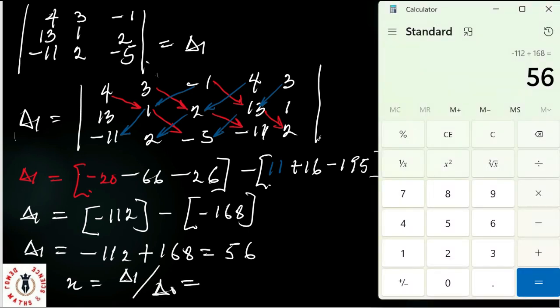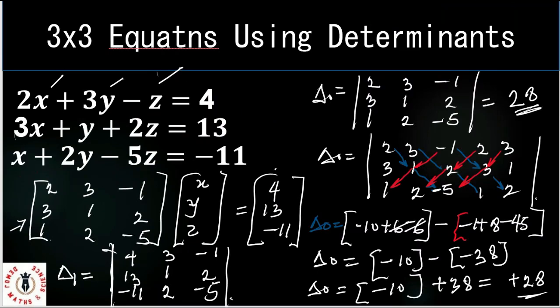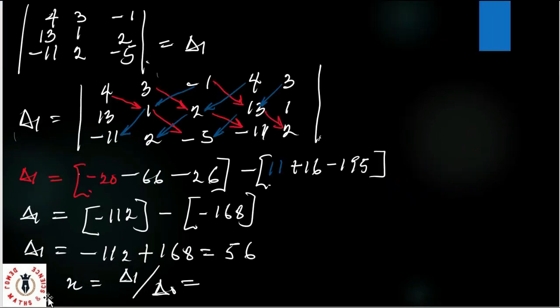We got delta naught to be the same thing as 28. So we can simply divide through. So this will be 56 divided by 28, so that my x value is 2. 56 divided by 28 is 2.